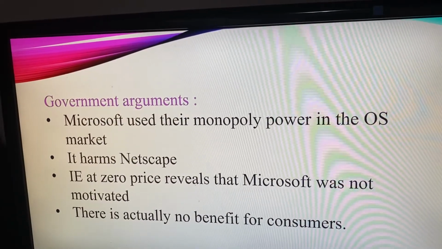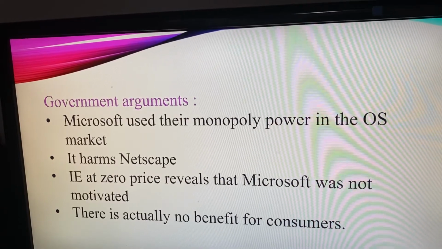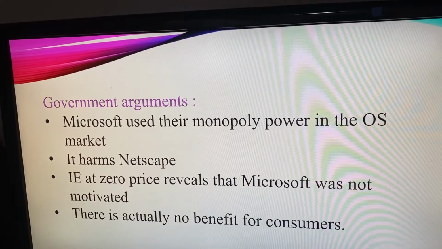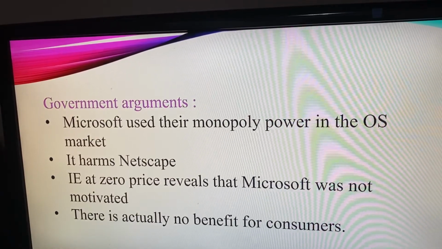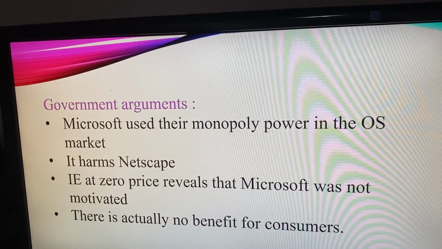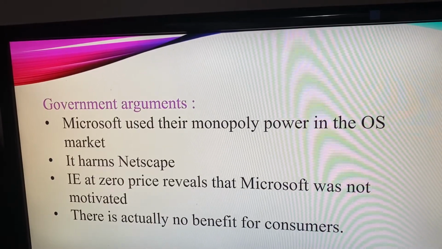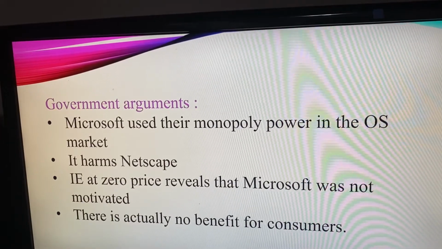Here we want to talk about government arguments about Microsoft. Microsoft used its monopoly power in the OS market. As we know, OS is operating system. It harmed Netscape; at zero price, it reveals that Microsoft was not motivated by profit. There is actually no benefit for consumers too.